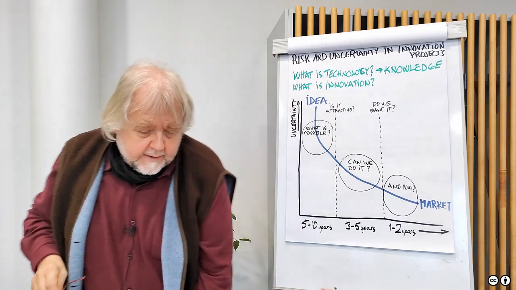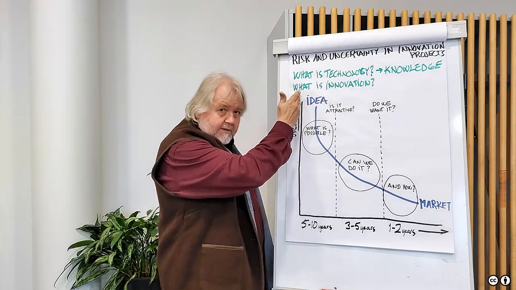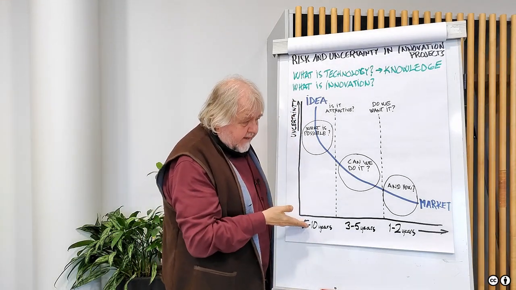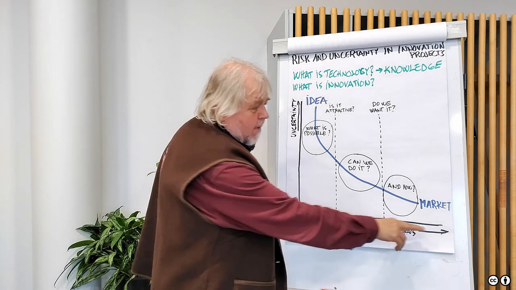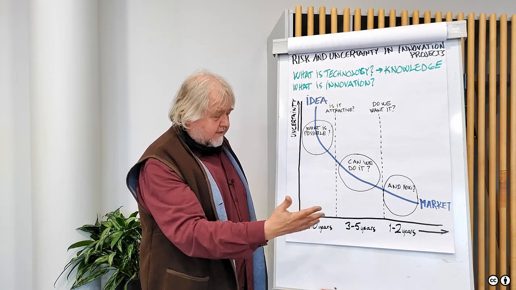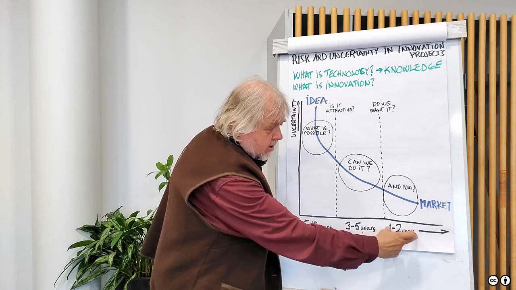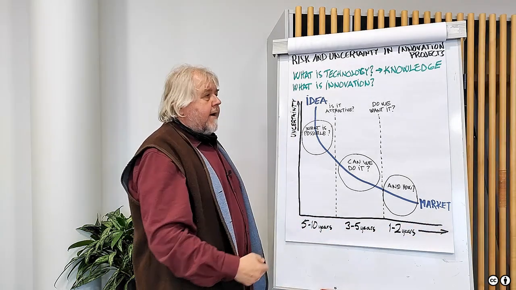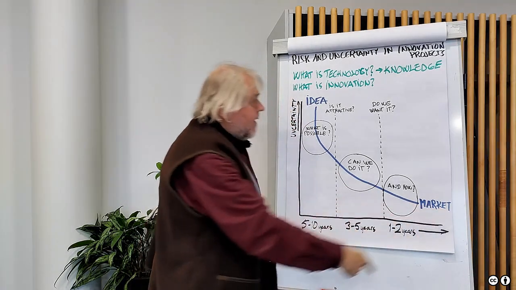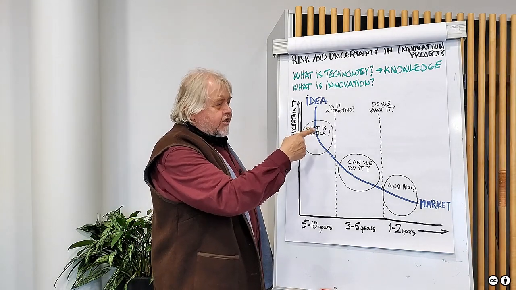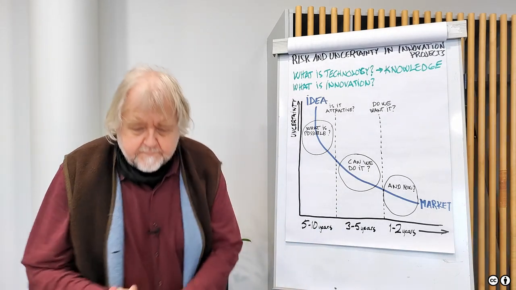Okay, here in this picture, there are two axes. There is the uncertainty, which increases upwards, and then there is time. And actually, this is a kind of time to potential market launch of a product or service. So this is 5 to 10 years to market launch, 3 to 5 years to market launch, or 1 to 2 years to market launch. And this curve describes how we move from idea to market. And actually, this also describes three different types of projects.